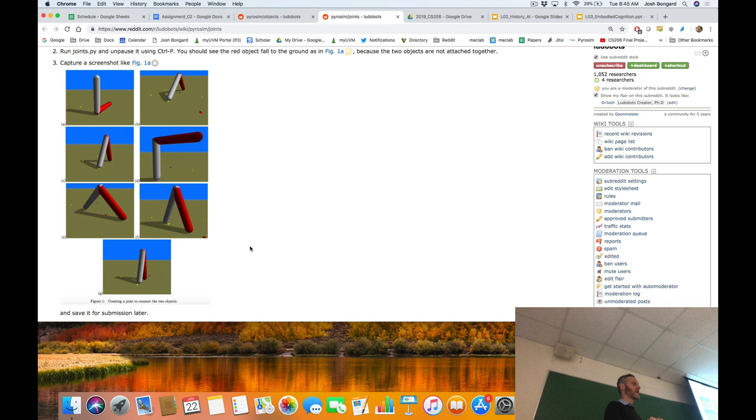There's no noise in this environment. Everything is exact. Why would there be this slight asymmetry causing it to fall over to the left or the right? Any ideas? Computational roundoff. Sorry? Computational roundoff. Yeah. Computational roundoff.